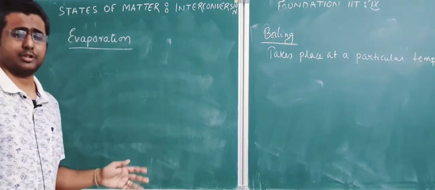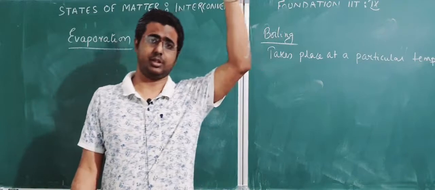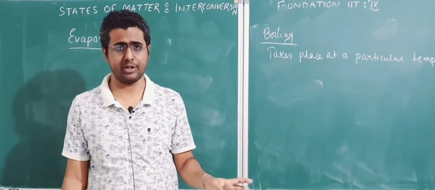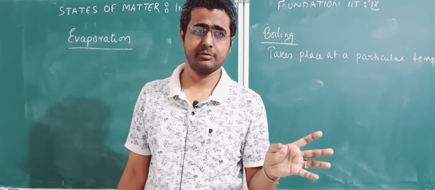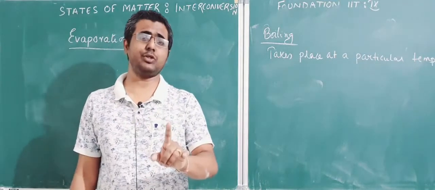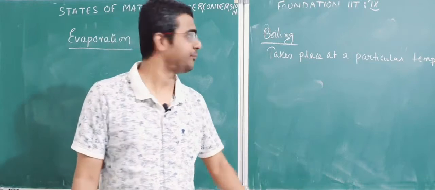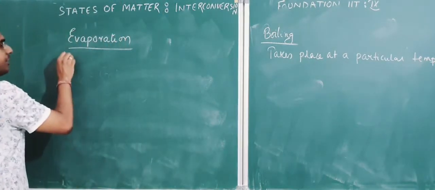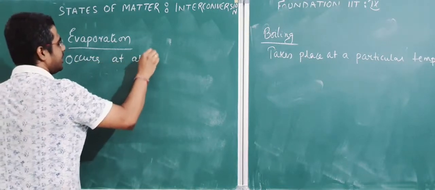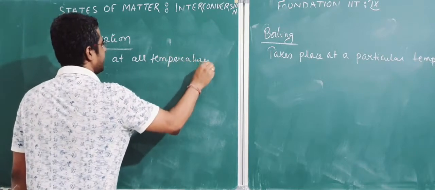Proof: your wet clothes, if you put them on your roof, whether it's a winter season or a summer season, are going to dry out. The reason is evaporation. It doesn't depend on temperature whether it will occur or not. Temperature will guide whether it occurs fast or slow. So we will come to that. But evaporation occurs at all temperatures.